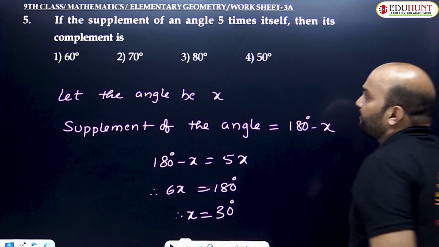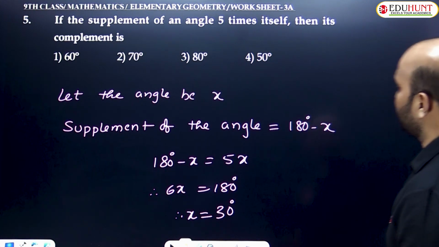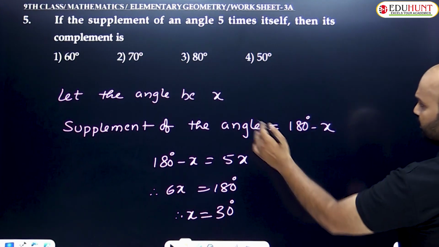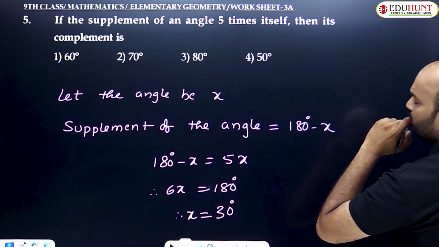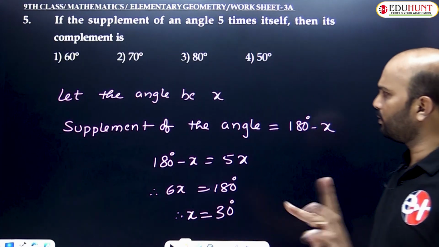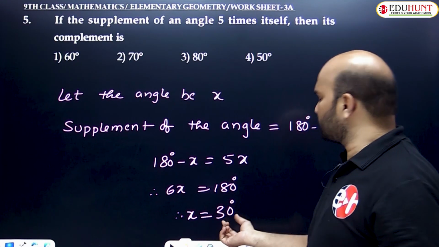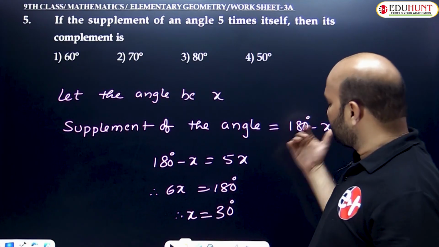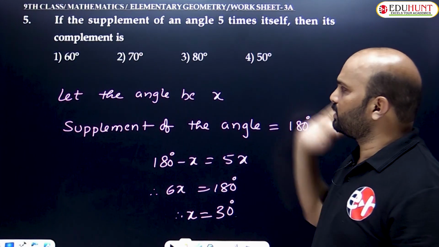But what is the question asking? Its complement. So the question is asking for the complement of x. What is the complement of angles? The sum of the two angles equals 90 degrees. You know one angle is 30 degrees. What about the remaining one? 60 degrees is the right answer.